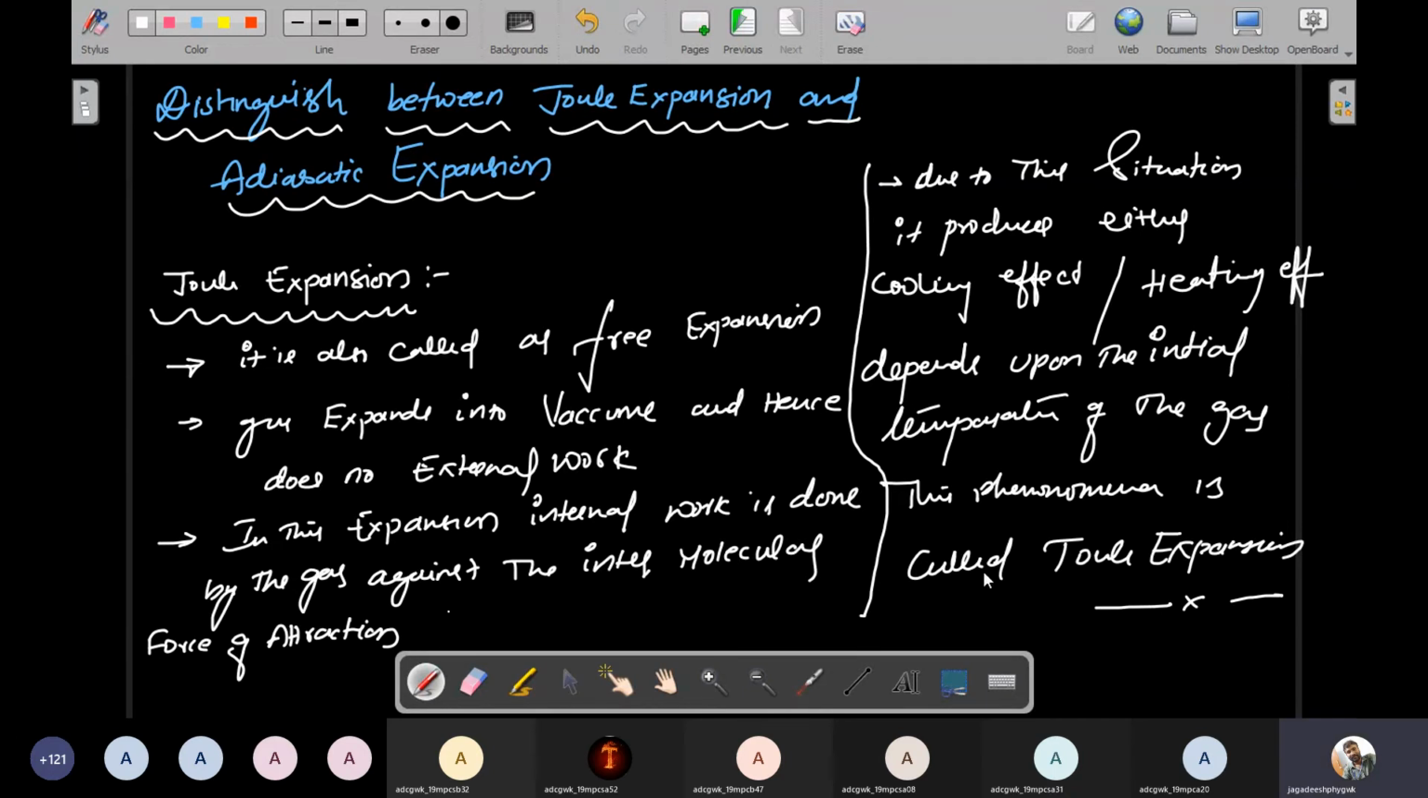So please note everybody, I'll move to next page, that is called adiabatic expansion.